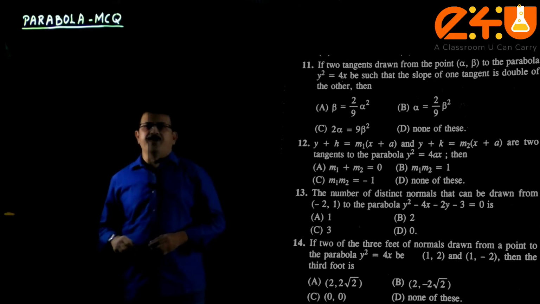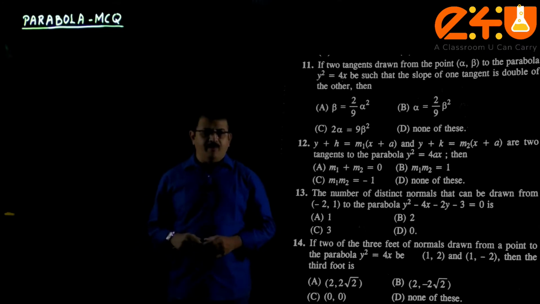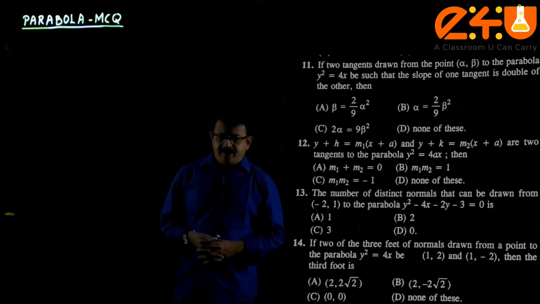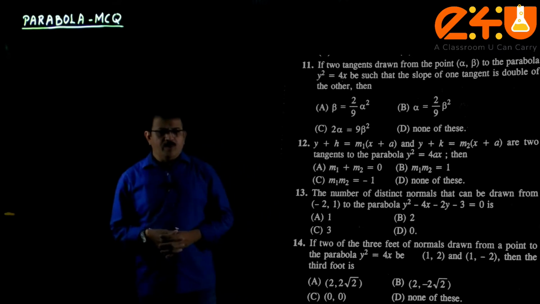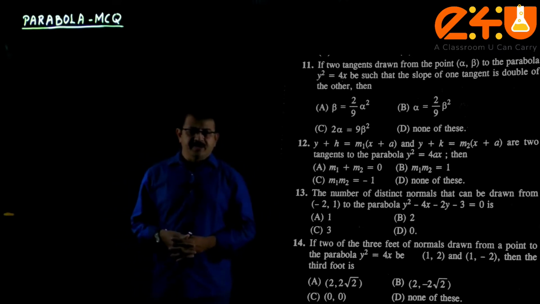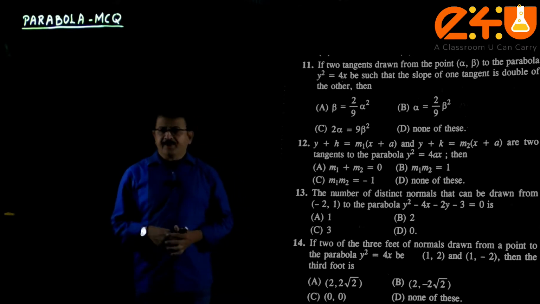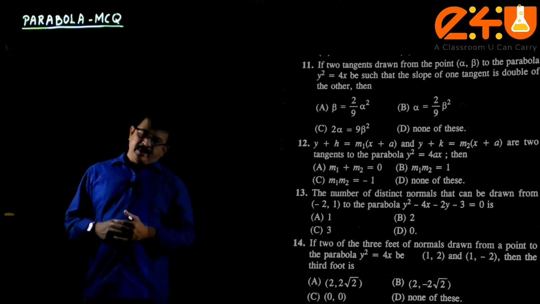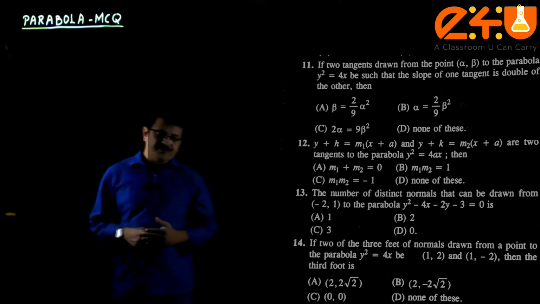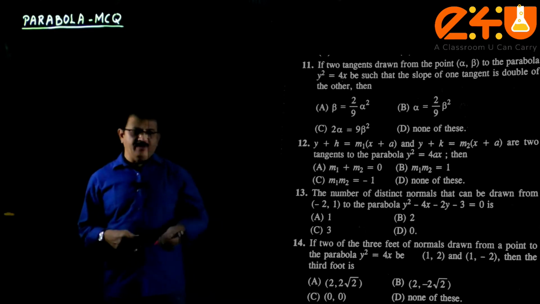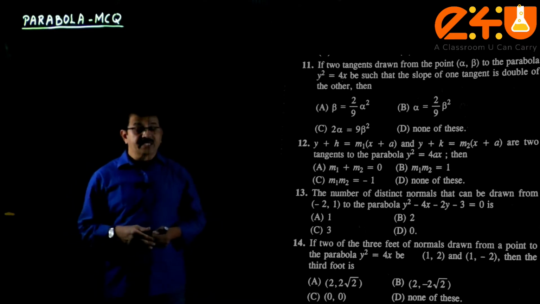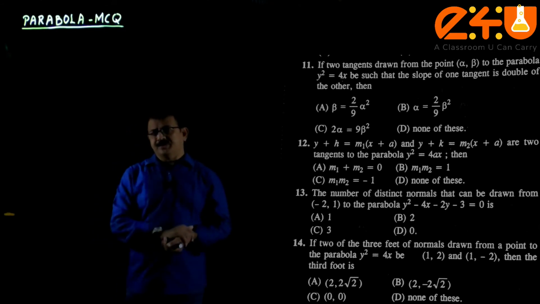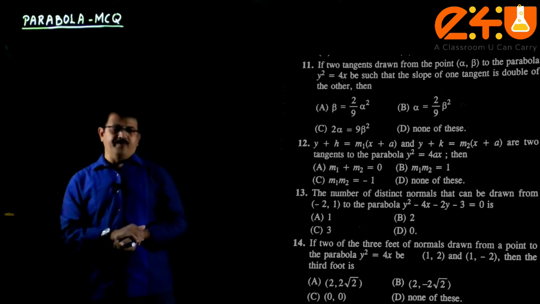The two tangents drawn from the point alpha comma beta to the parabola y squared equal to 4x be such that the slope of one tangent is double of the other. I want students to recollect, this is a point alpha comma beta given externally, because you are drawing tangents from the point to the parabola. So a pair of tangents can be drawn.